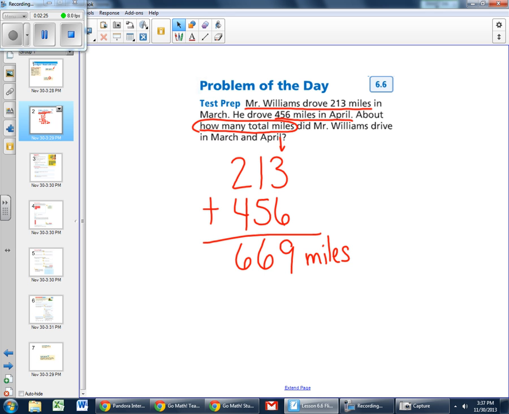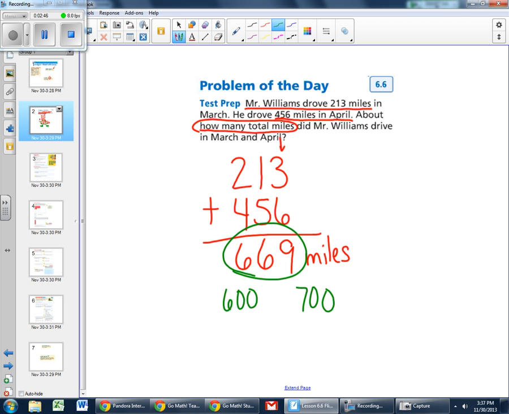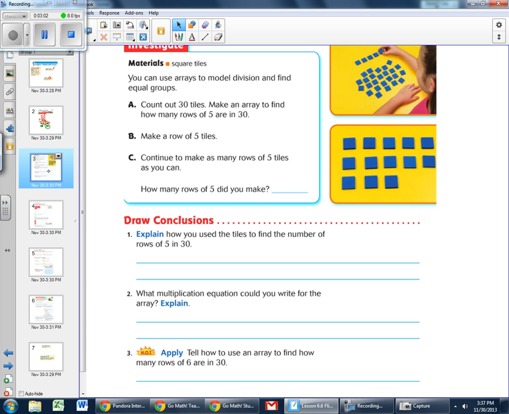Our brain is getting warmed up. If I looked at 669 and wanted to round it to the nearest 100, I want you to think: would you go to 600 or would you go to 700? Which one is this number closest to? On a multiple choice test, since it says about how many miles did he drive, you would probably answer about 700 miles.